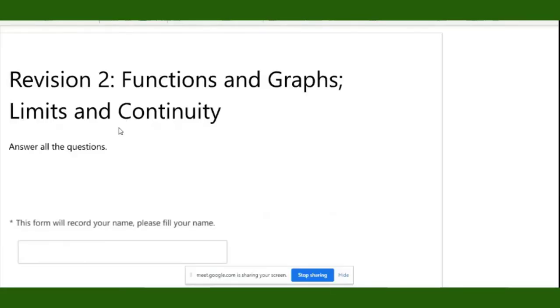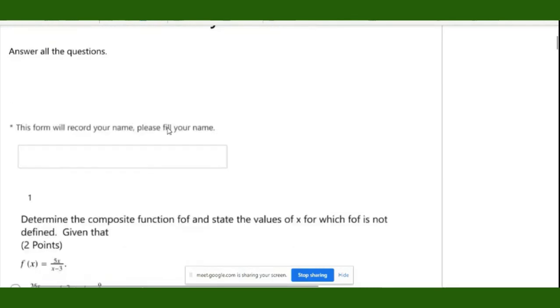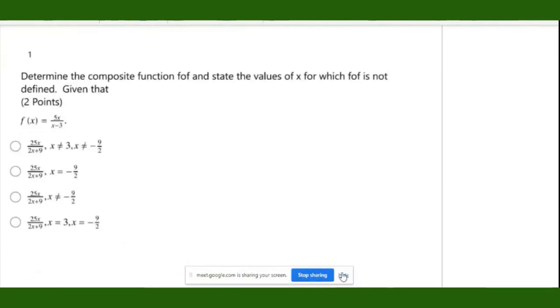Division 2, topic: function and graph, and limit and continuity. Question number 1. Determine the composite function f of f and state the values of x for which f of f is not defined.